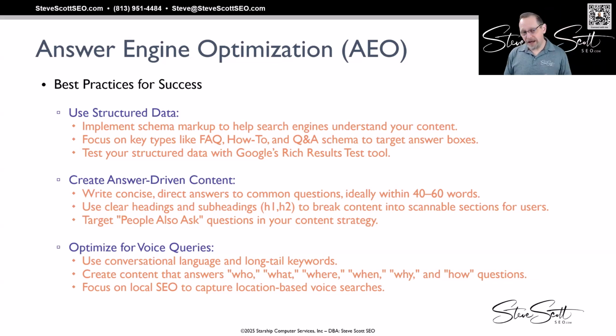Use structured data. Implement schema markup to help the search engines understand your content. Focus on the key types that you're almost always going to have on a page: FAQs, how-tos, Q&As. These can really help target those answer boxes that show up, right? And then test your structured data with Google's rich results tool. And I do have a link to that later on in the documentation here.